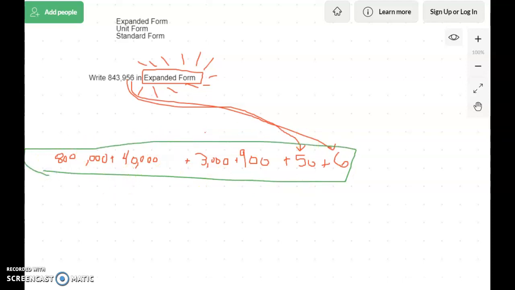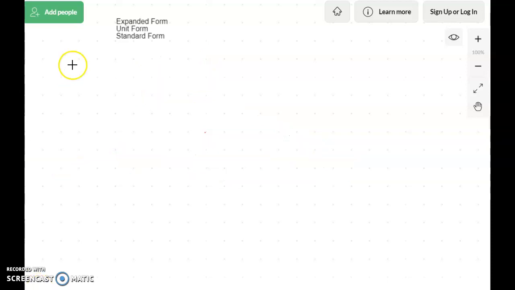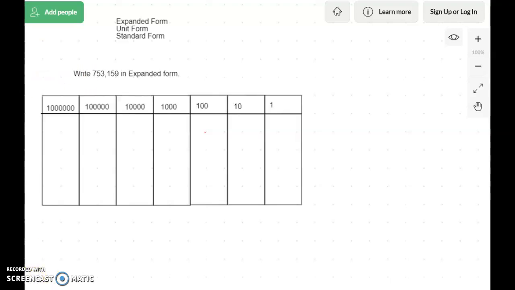Okay, let's have you try one on your own. For your problem, I want you to write 753,159 in expanded form. Go ahead and work on that now. So let's see how we did.